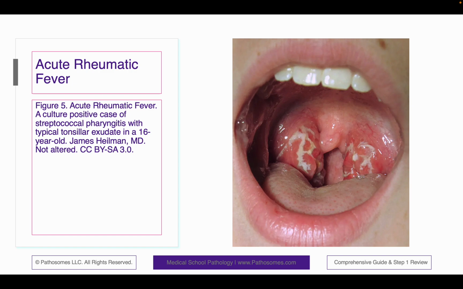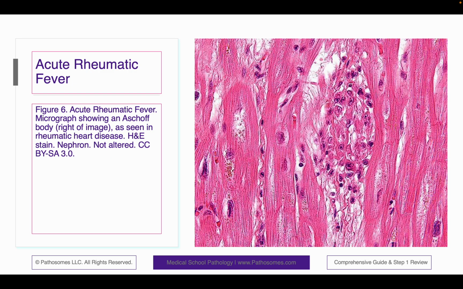Here we have a picture of a teenager's mouth. Note the exudate in the back of their throat. It turned out that they were culture positive for streptococcal pharyngitis. And here we have a cardiac biopsy with an Aschoff body in the center.